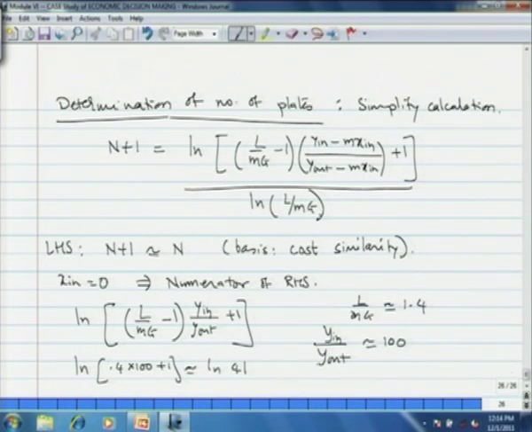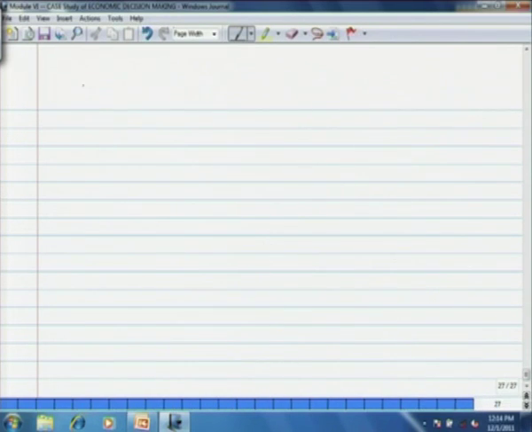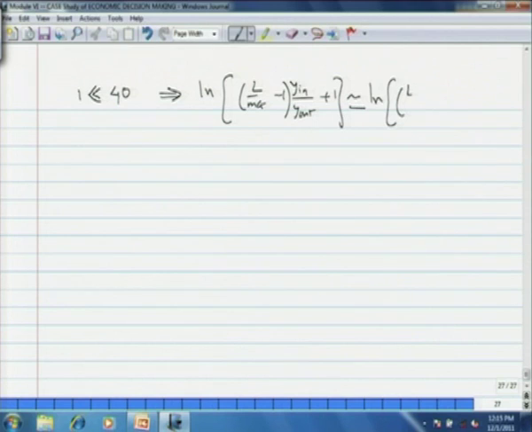Now, since 1 is much smaller than 40, we can approximate ln L by mg minus 1 by y in by y out plus 1 as ln L by mg minus 1 into y in by y out. We drop this plus 1.